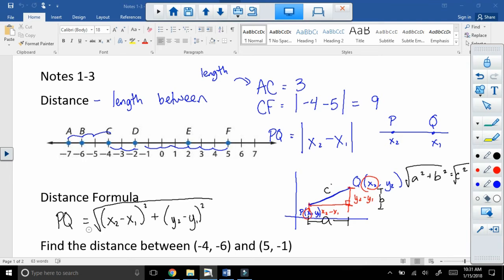So the distance formula and the Pythagorean theorem are kind of one and the same, just different variables that they're using for that. I will show you the next example using the distance formula, and we'll go back and check it with the Pythagorean theorem.